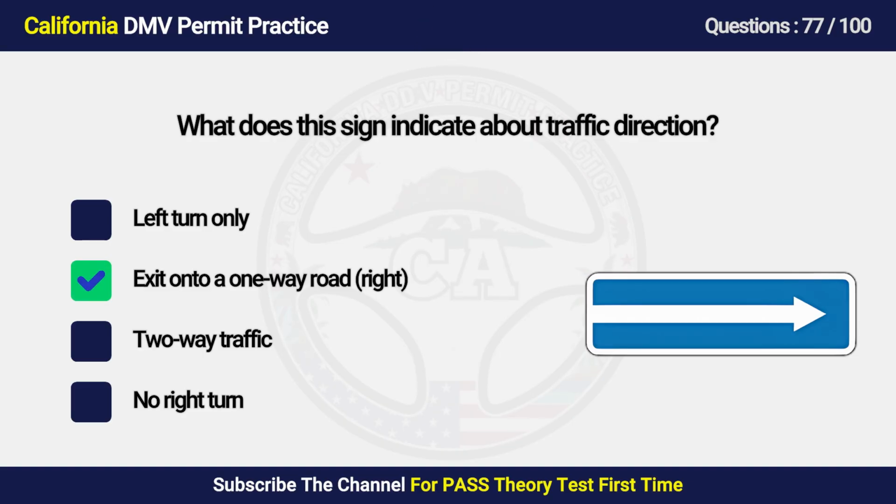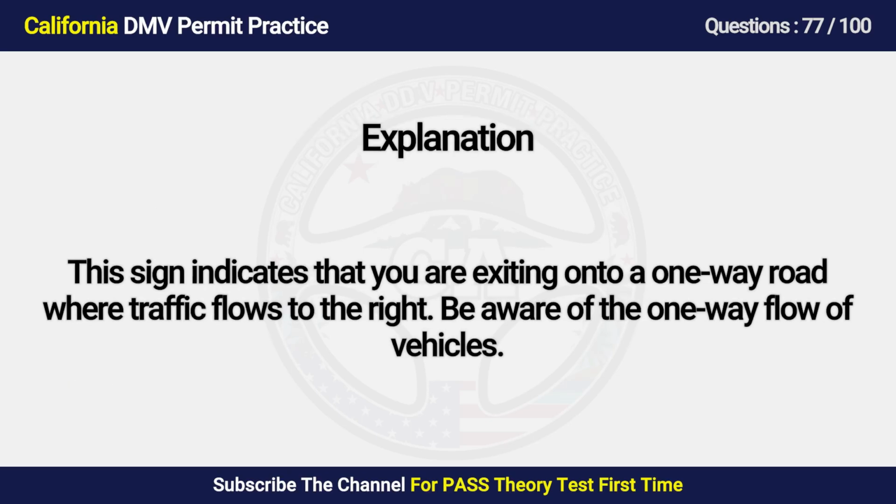Answer is B. Exit onto a one-way road right. This sign indicates that you are exiting onto a one-way road where traffic flows to the right. Be aware of the one-way flow of vehicles.